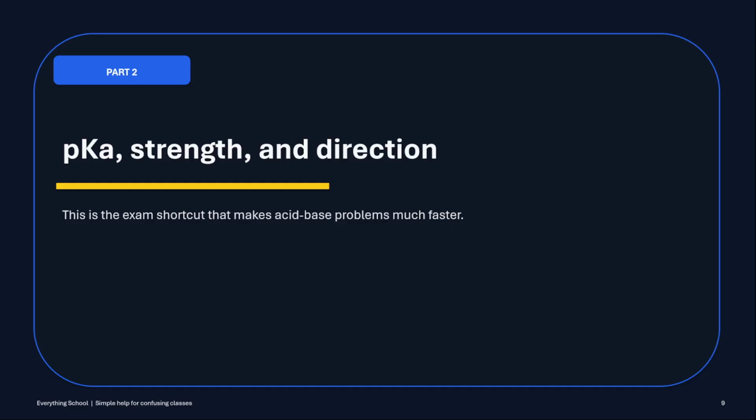Now that the core vocabulary is in place, we can use pKa as a shortcut. pKa helps you compare acid strength. It also helps you predict whether products or reactants are favored. So in this part, the goal is to connect acid strength to numbers and then connect those numbers to reaction direction. If you learn this part well, many exam questions become much more systematic.